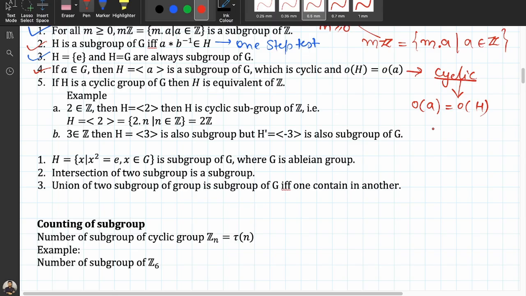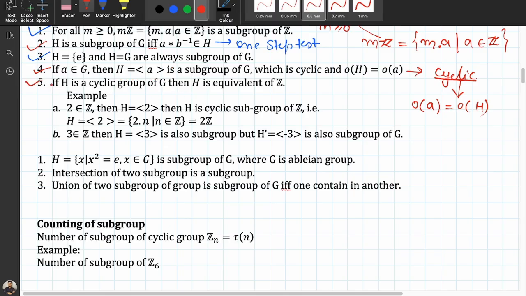Because we know, and one more property that we'll discuss, the order of a subgroup always divides the order of the group. So if I take any subset, which is the collection of all generators, that is a subgroup of G.